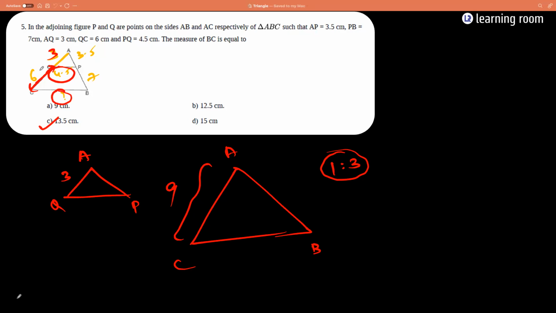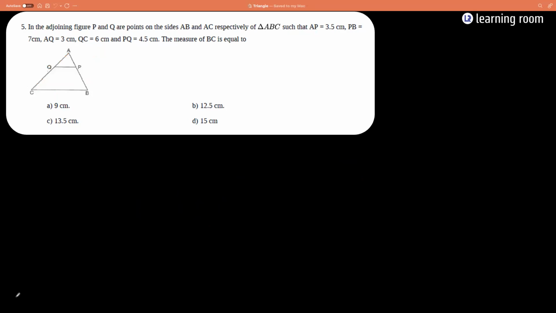You want me to explain? Okay, I'll do it from scratch. Listen. This angle and this angle are same. This angle and this angle are same. How did I say they are same? Here 3, 6, 3.5, 7. So that line is dividing the sides in the equal ratio, 1:2 and 1:2. So I can say that these two triangles are similar.